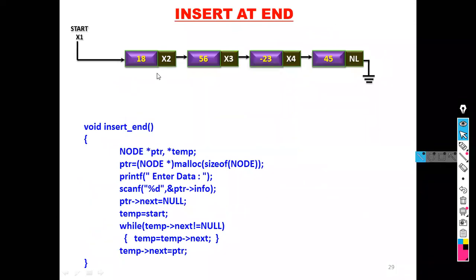Step by step, you see. This linked list contains 4 nodes. Start is pointing to X1. X1 may be anything, suppose 10, 20, 30, 40. X1, X2, X3, X4 may be any address. So X2 equal to 20, X3 equal to 30, X4 equal to 40. And this part is null because it is the last node of the linked list. Now let's see the working.